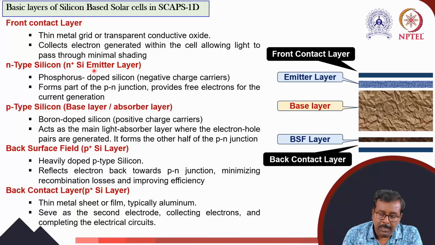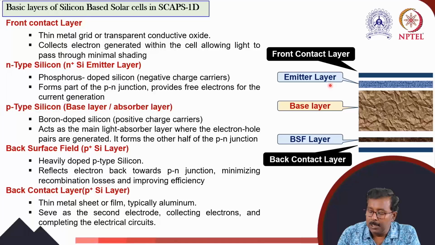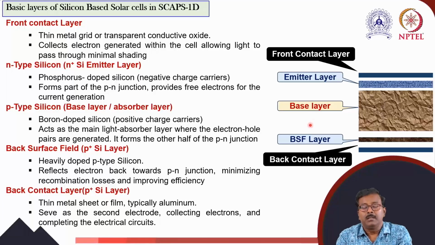The N-type silicon emitter layer is generally taken as phosphorus doped silicon, which is a highly doped N plus layer. And the P-type silicon is a comparatively thicker layer, so that P-type silicon layer is called the base layer or absorber layer. This base layer is in the middle, and generally it is thicker compared to the other layers.